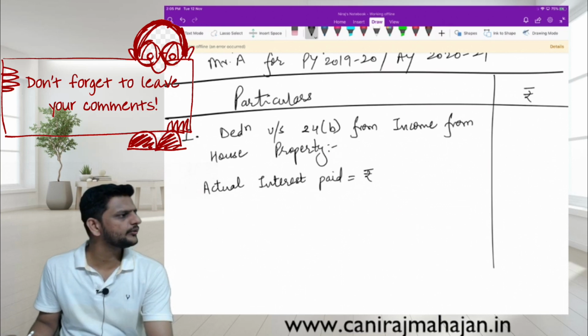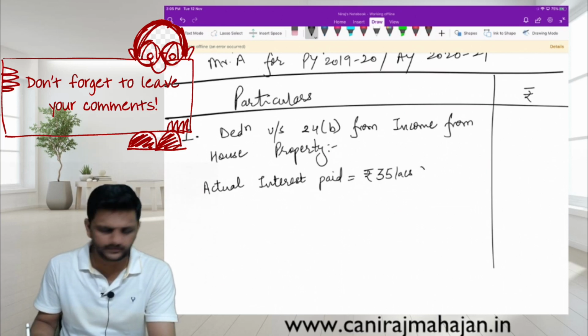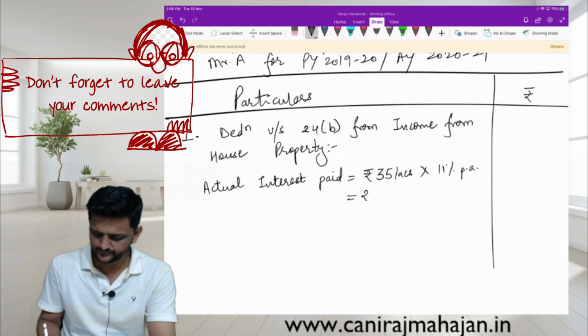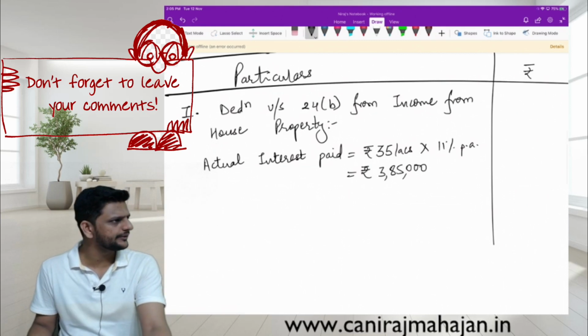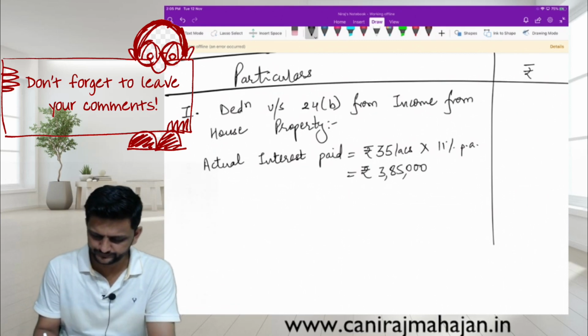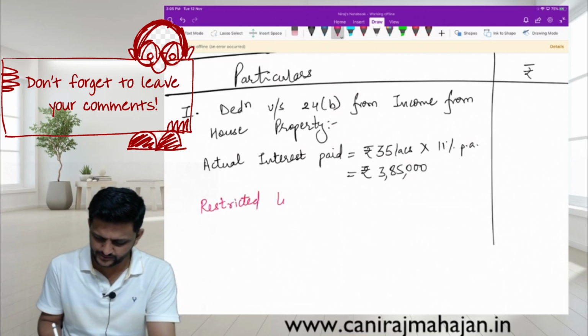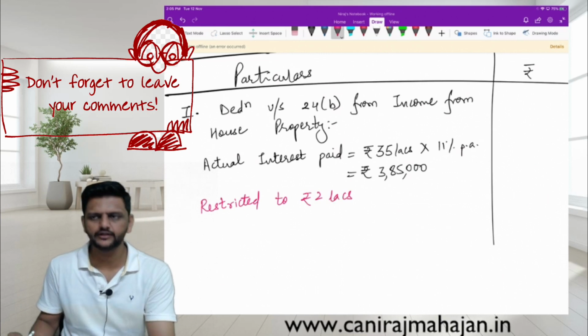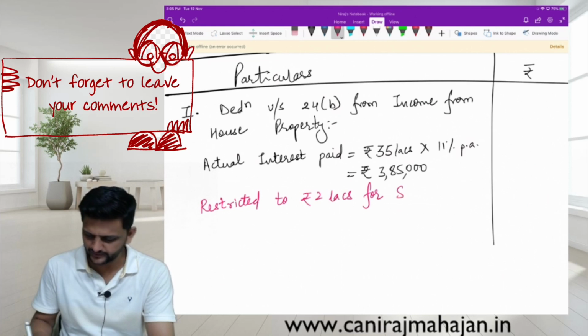So what is the loan amount? 35 lakhs. What is the rate of interest? 7%. Is how much? 3,85,000. Yes. How much will we claim under 24B? 2 lakhs. Good. Restricted to rupees 2 lakhs. For which type of property? SOP, self-occupied property.